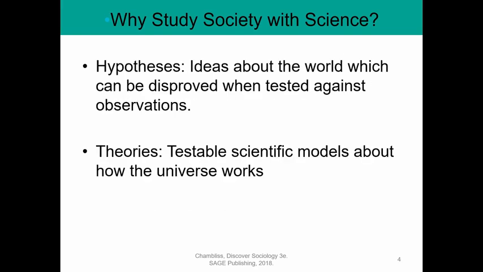Now let's talk about the difference between a hypothesis and a theory. Our language is fuzzy. In English, we often talk about theories when we mean just maybe a dumb idea, but we are often talking about hypotheses. A hypothesis is an idea about the world which can be disproven when tested against observations. Usually when we are talking about theories, we're really talking about hypotheses.